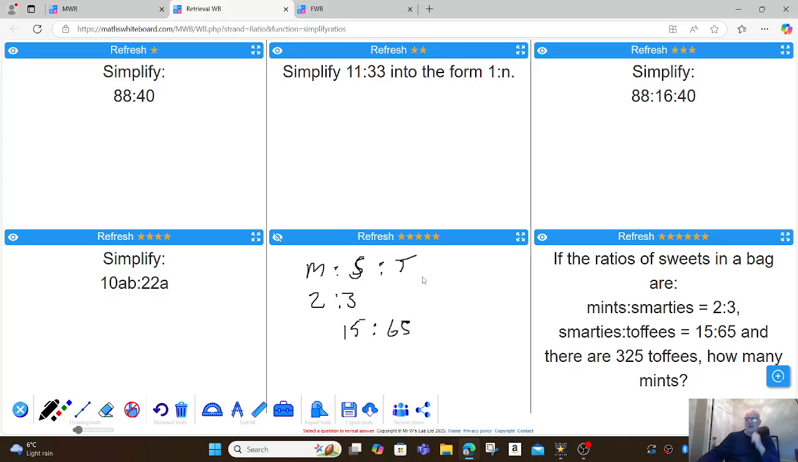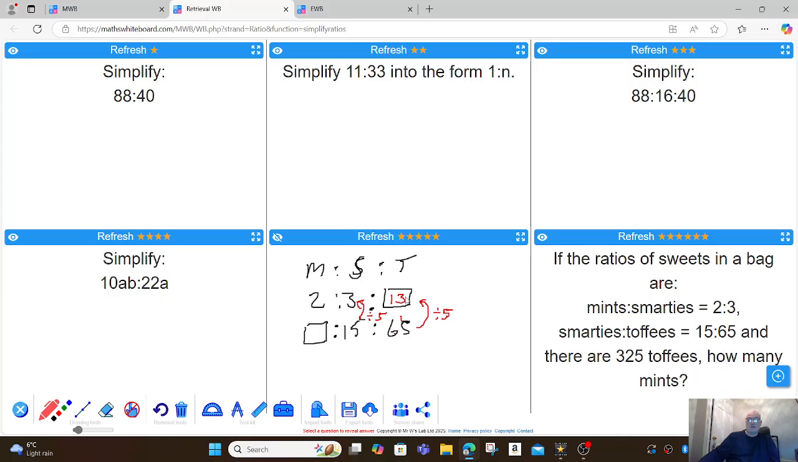Now if I'm thinking about how to do this one, I've got to have this ratio in place to be able to find it, or I've got to have this ratio in place to be able to find it. It doesn't matter which way I do it. So if I'm going to look at, I'll try and get the top one worked out. So to get from 15 to 3, I divide by 5. So if I divide this one by 5, 5 goes into 6 once, remainder 1. 5 goes into 15 3 times.